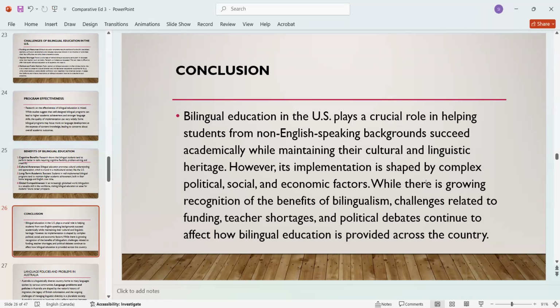its implementation is shaped by complex political, social, and economic factors. While there is growing recognition of the benefits of bilingualism, challenges related to funding, teacher shortages, and political debates continue to affect how bilingual education is provided across the country, right? So this is the second part. First one, language issues. Second, language policy, bilingual education in the US, right?